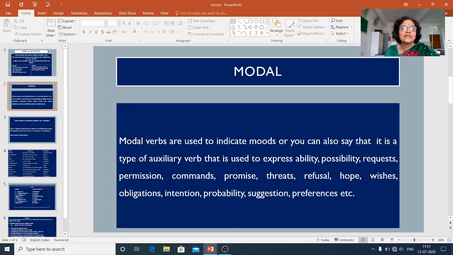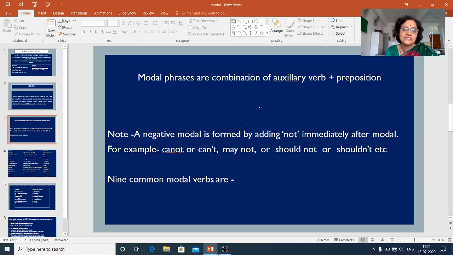Then the next slide is about what a modal is. Modal verbs are used to indicate moods, or we can also say it is a type of auxiliary verb that is used to express ability, possibility, request, permission, threats, refusal, hope, wishes, suggestion, preference, etc. So many things are there. So all these things can be called modal verbs. Whenever you have this kind of auxiliary verb, it expresses all these things.